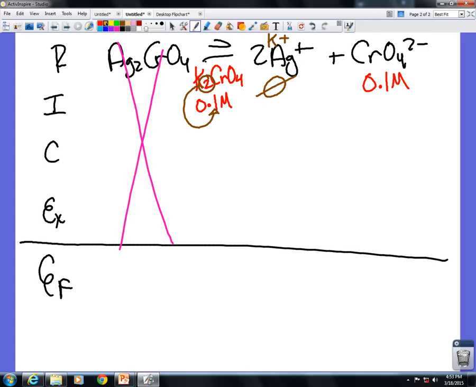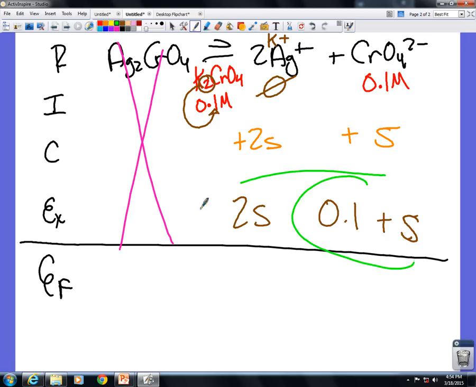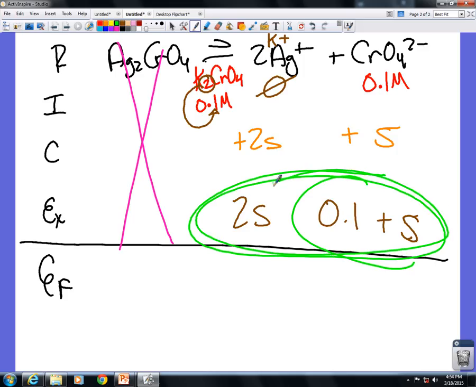In the C row, what still matters? Plus 2s plus S, right? Bring it down. So we have 2s, 0.1 plus s. Everybody okay with that? Alright. Do we have any EF values? And I just told you this two slides ago. When you have no EF, what do we do with this thing? Plug it into K. So now let's write our K.